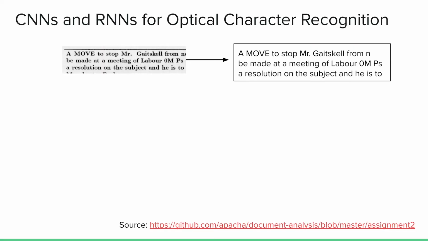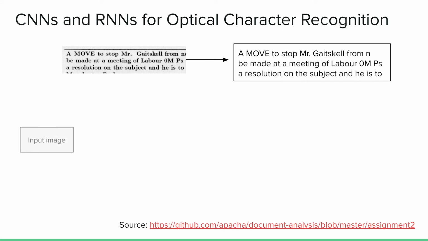We can also use CNNs and recurrent neural networks together for optical character recognition that we've already seen in this small example before. But let's visualize it and conceptually think about it once more. So we have an input image and we want to translate that. So how would we do this?